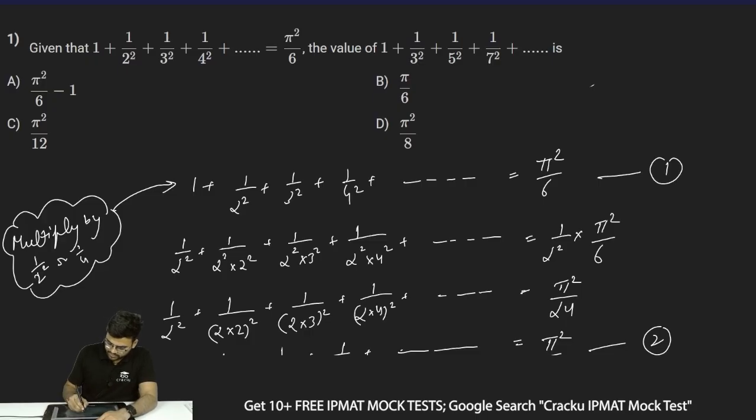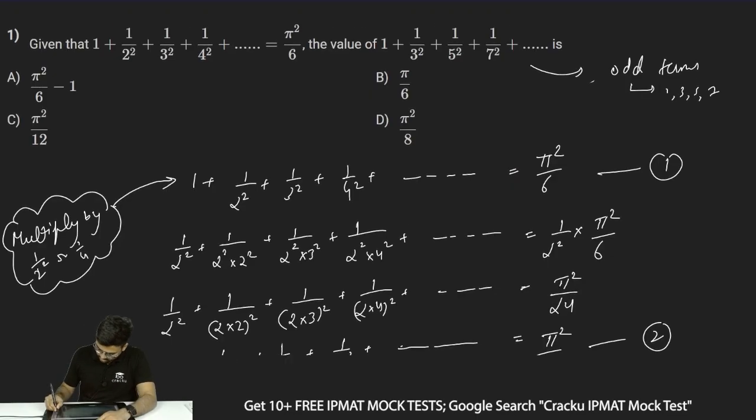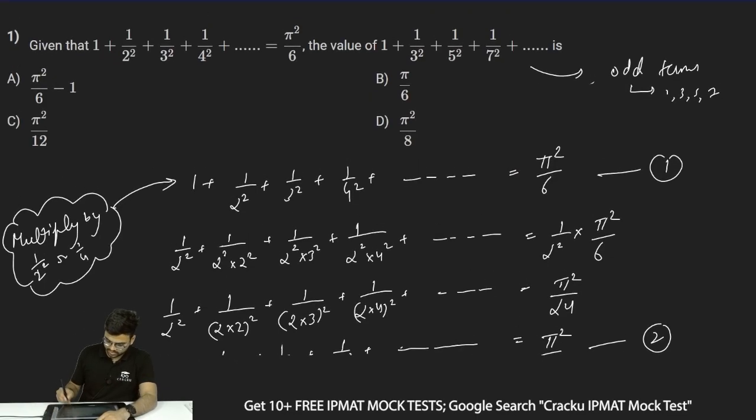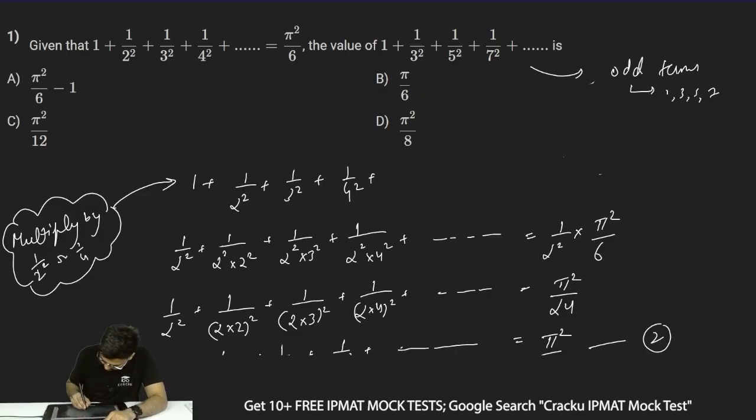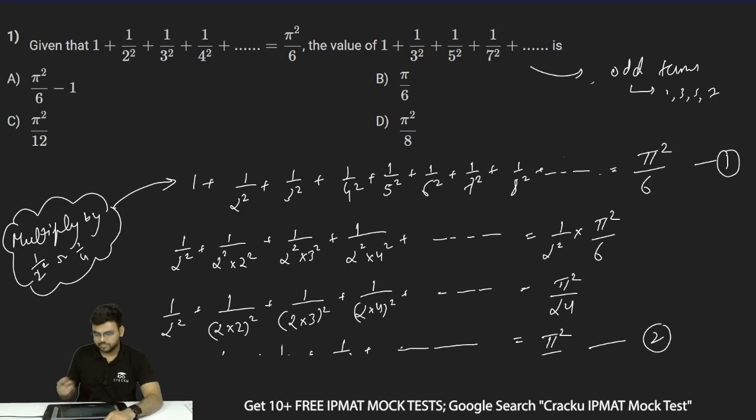Now you see, what do we need? We need 1 plus 1 by 3 square plus 1 by 5 square plus 1 by 7 square. So basically we need the odd terms, 1, 3, 5, 7, and so we have to remove the even terms, which are 2, 4, 6, 8. Now if you expand the first equation, it will be 1 plus 1 by 2 square plus 1 by 3 square plus 1 by 4 square plus 1 by 5 square plus 1 by 6 square plus 1 by 7 square plus 1 by 8 square plus up till infinite is equal to pi square by 6. I have just expanded the first equation.